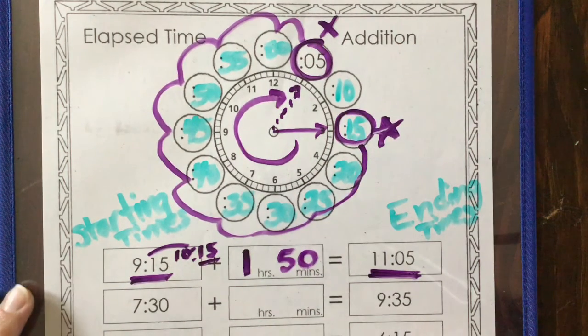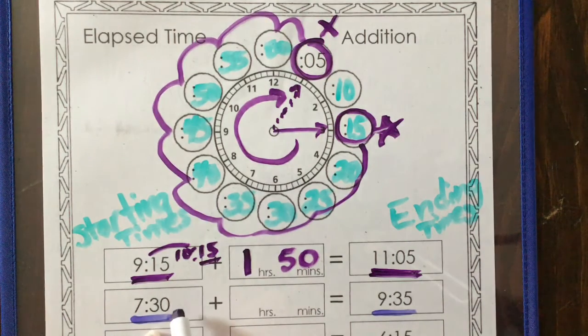Okay, if I look at the next one, 7:30 to 9:35. Okay, again, I know that I'm going to have more than just minutes, especially since I have the whole 8 o'clock hour in between 7:30 and 9:35. So remember to start adding another hour. So 7:30, one more hour would be 8:30. So write 8:30 down right there. Or you could write it over here on this side, that's fine too.